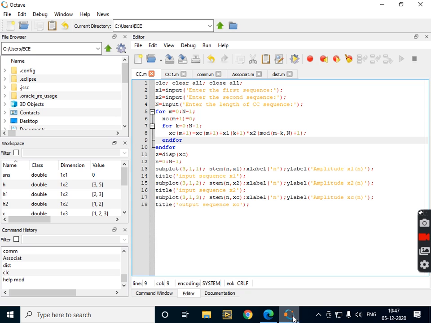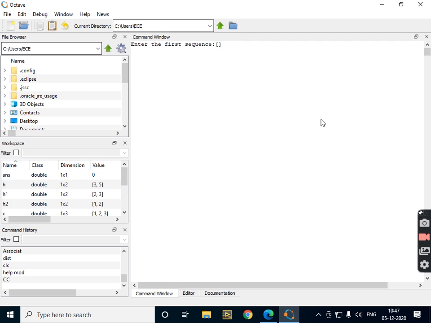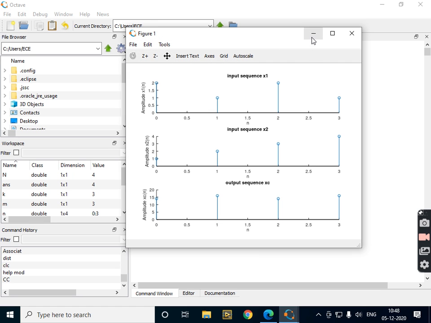So when you execute this program, click on the run button, go to the command window. You will be asked to enter the sequences. So the first sequence in our example is 2 1 2 1. The second sequence in our example is 1 2 3 4, and the length of circular convolution, both are 4 point sequences, so I will be calculating 4 point circular convolution out of these two. Press enter, we will get the result.